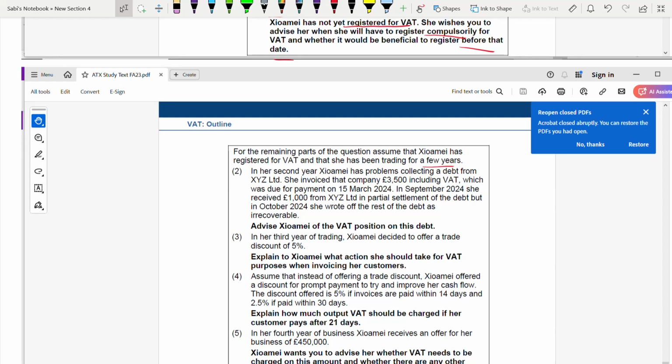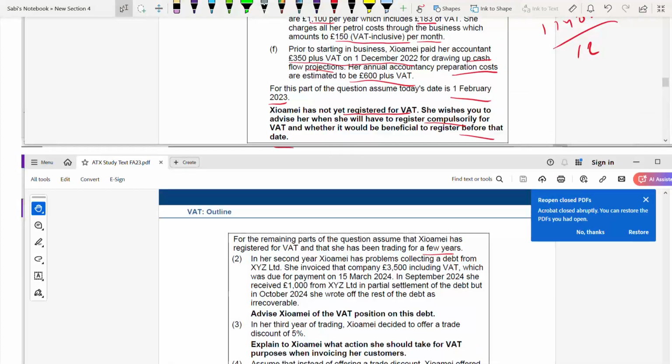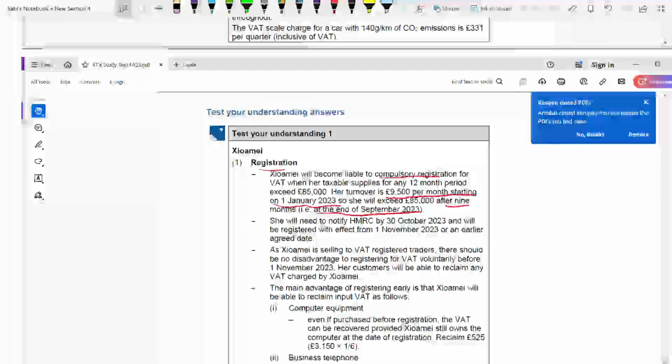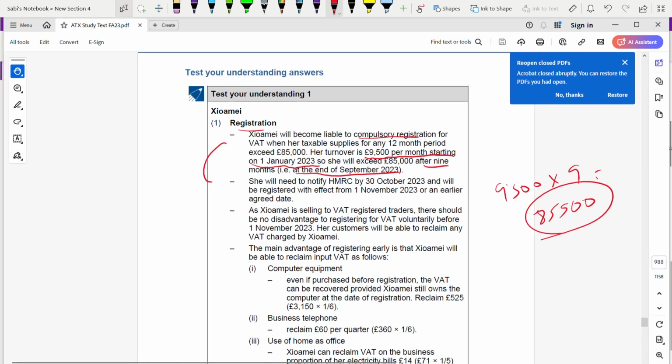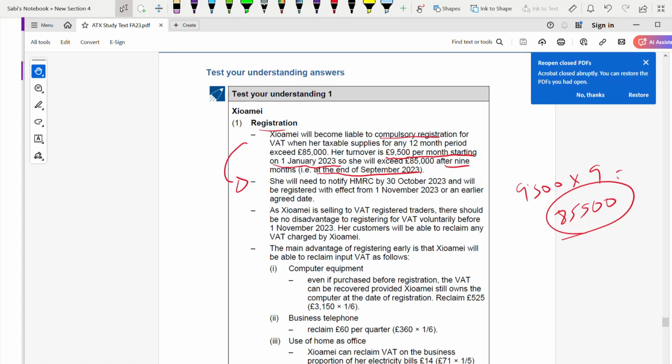If you are taking it after 9 months, here, this is the answer. So 9,500 into 9. It's 85,500. It is exceeding 85,000 after 9 months. That means end of September 2023. So from this date onwards, you need that month, because you have to notify HMRC when? 1 month, 1 day.